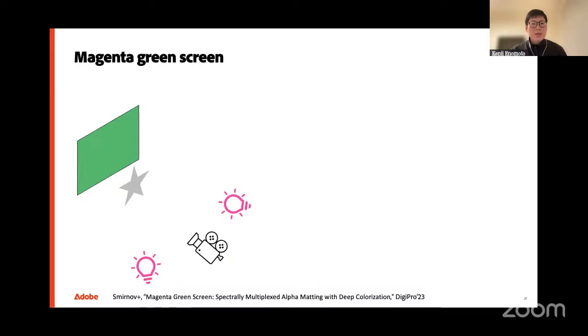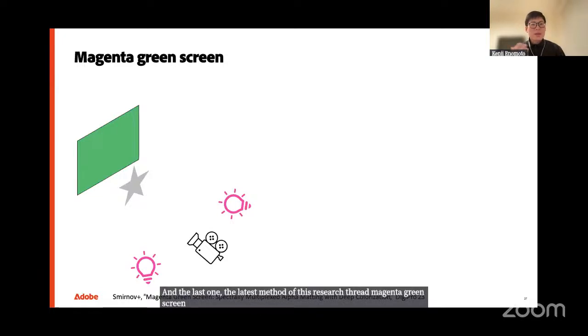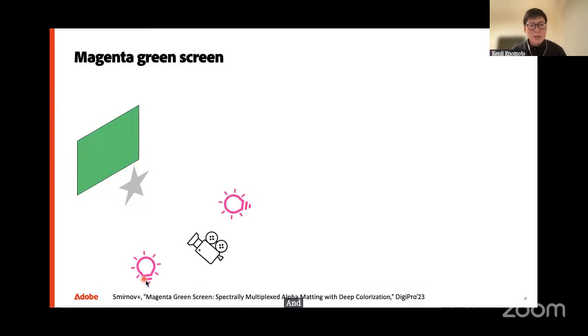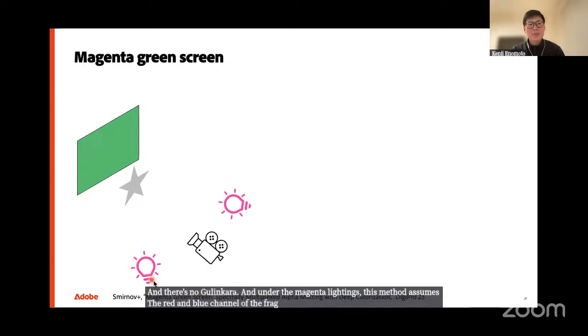And the last one, the latest method of this research thread, is magenta green screen. This method works in a very simple way. The foreground subject is captured against a green background under strong magenta lighting. Magenta only has red and blue light, and there's no green color. Under the magenta lighting, this method assumes the red and blue channels of the foreground color can be observed by the camera, and the green channel will be gone.